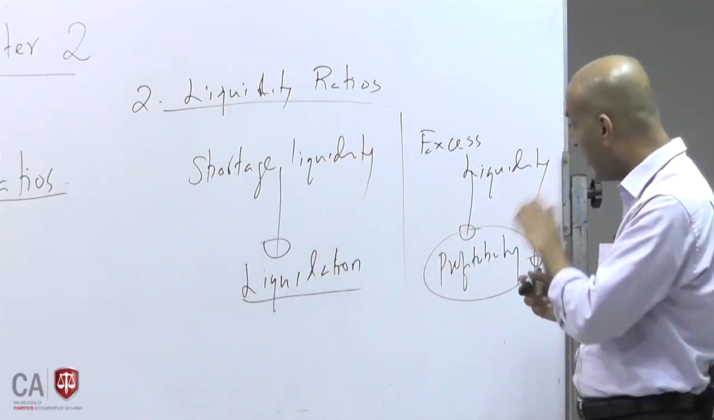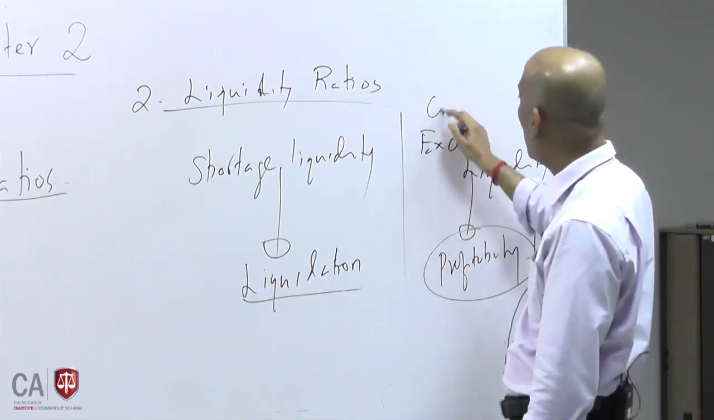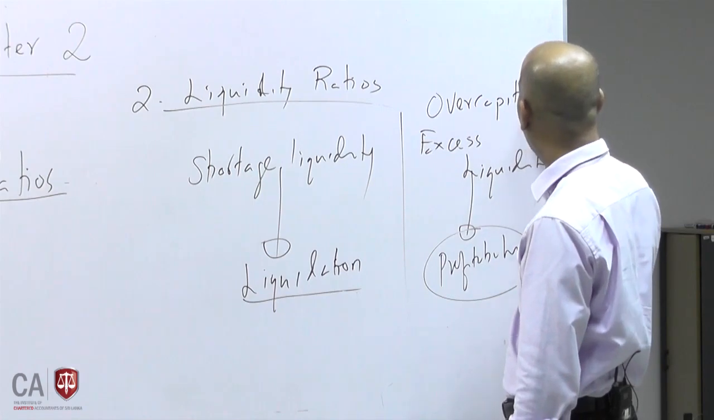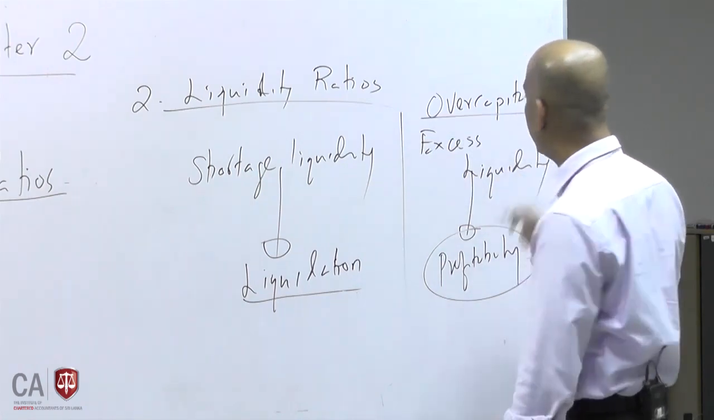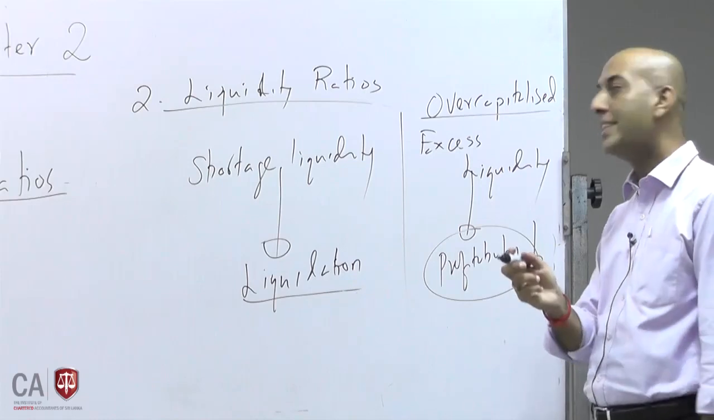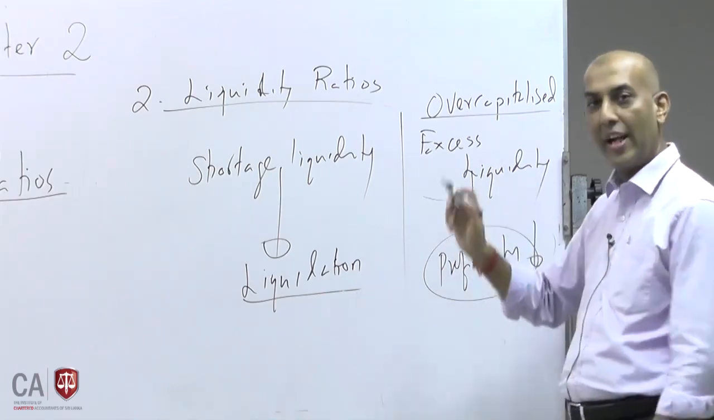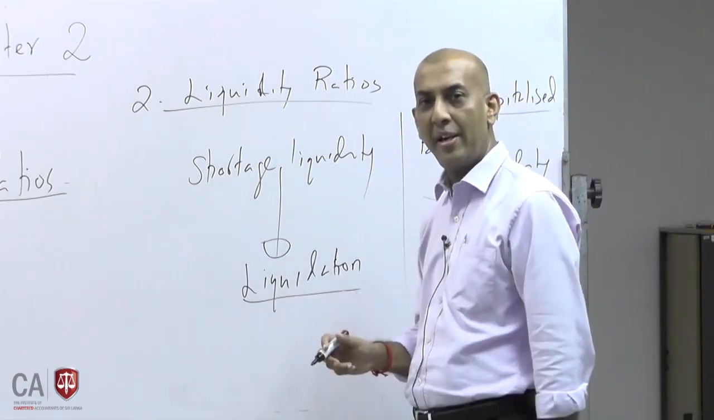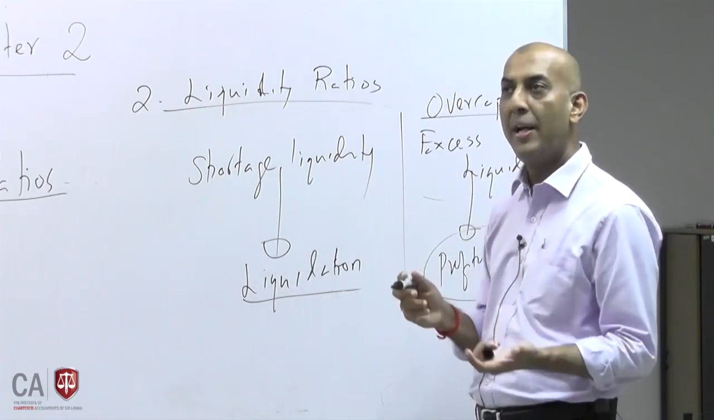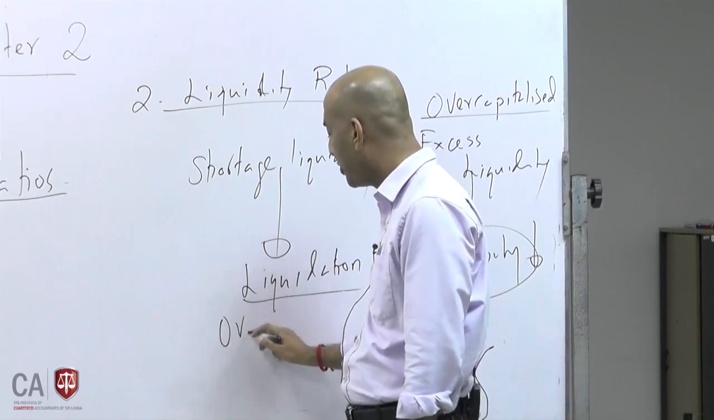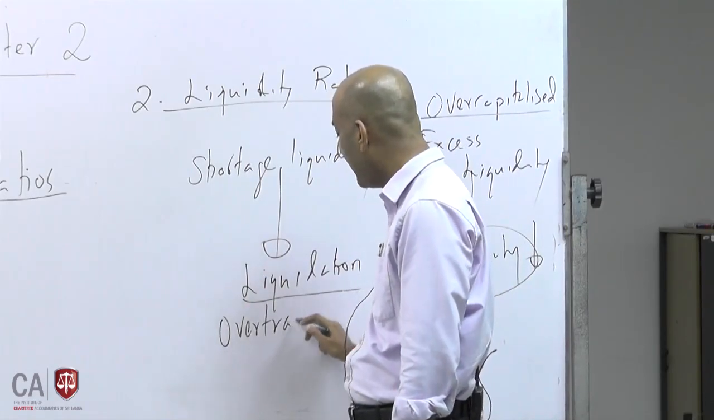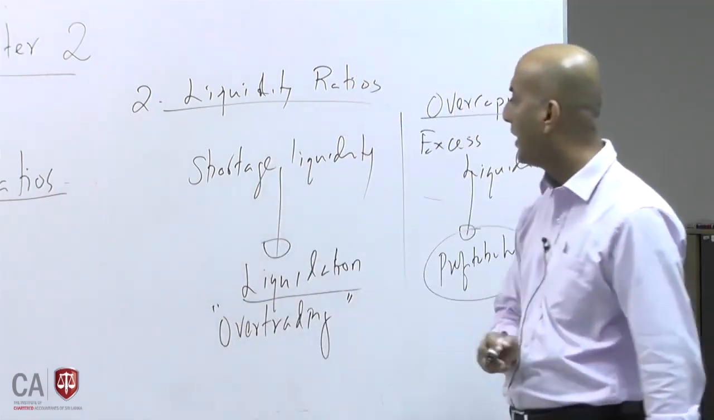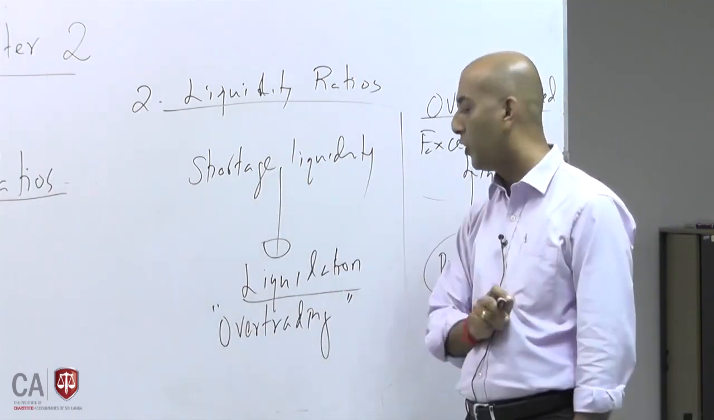And the other thing, when you say excess liquidity, you can call it an over-capitalized company. Generally, an over-capitalized company has excess liquidity. That is, excess liquidity is only over-capitalization. Shortage of liquidity means, most of the time, a company with an overtrading nature. Overtrading is the resulting factor for shortage of liquidity.